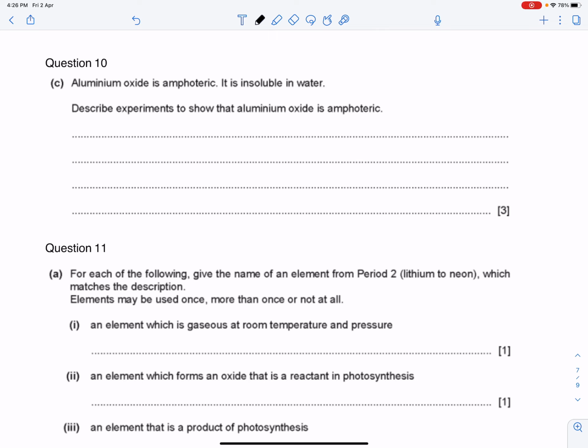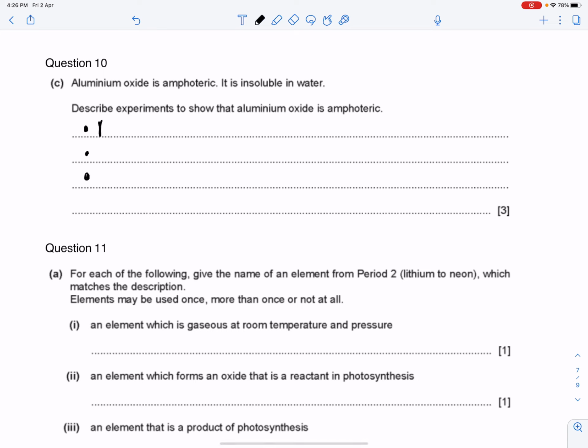I'm going to do question 11 as well because question 10 is tiny. So this is the same kind of question as before. It's talking about, as question 9, the fact that aluminium oxide is amphoteric and it's insoluble in water. Describe experiments to show that aluminium oxide is amphoteric. So we need 3 points here. What can we do for the experiment?